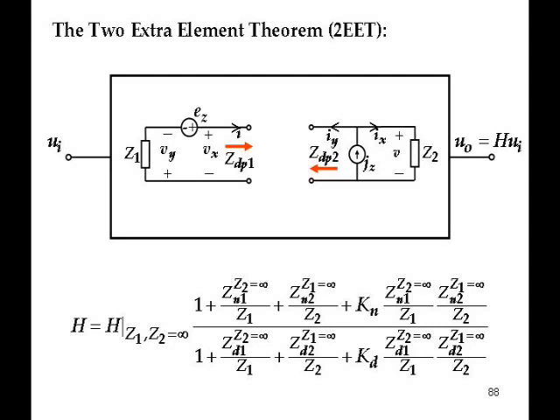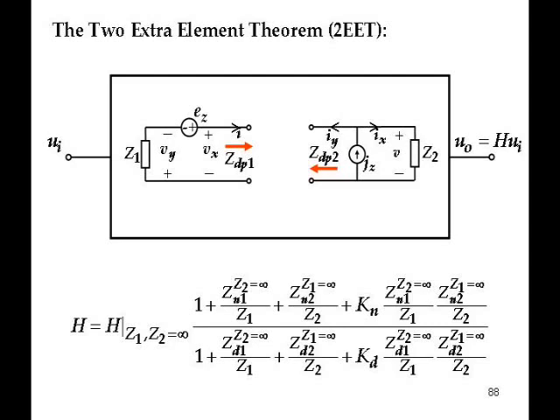Because you notice that if either of those k's is equal to 1, then the numerator and denominator factor exactly into the product of the factor for the single extra element theorem that you would get for each element by itself. So Kn or Kd not being equal to 1 represents an interaction. It prevents the exact factoring.